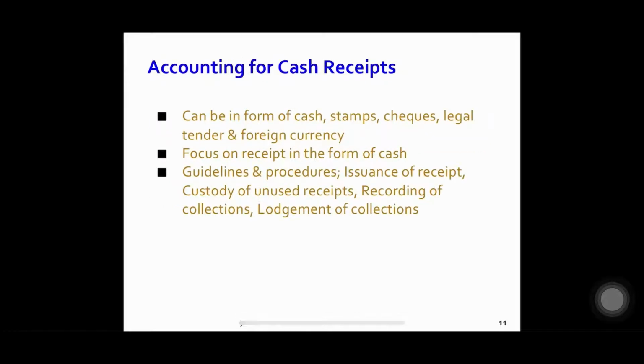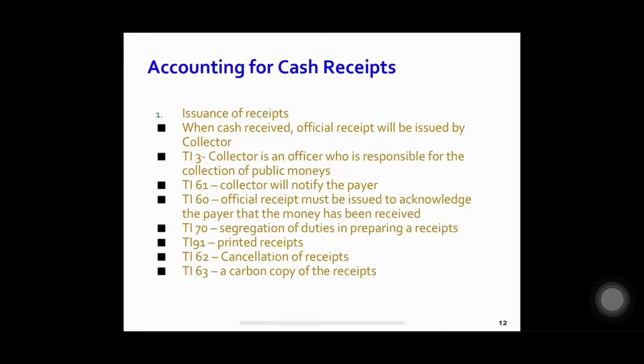So, let's move on to accounting for cash receipts. It is called revenue received from the public. It can be in the form of cash, stamps, checks, legal tender, and foreign currency. As I mentioned, if you have referred to page 190 in the textbook, there is an illustration of the flowchart process for accounting for cash receipt. There are also procedures to deal with cash receipt consisting of issuance of receipt, custody of unused receipts, recording of collection, lodgement of collections.